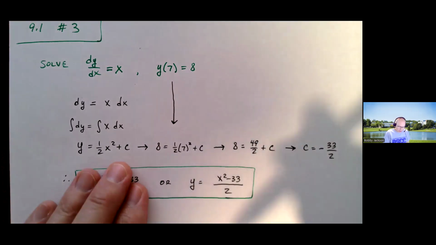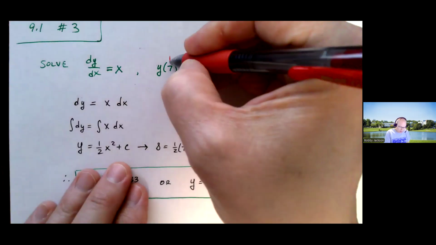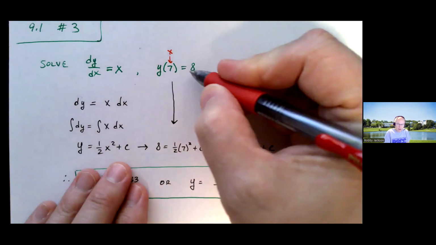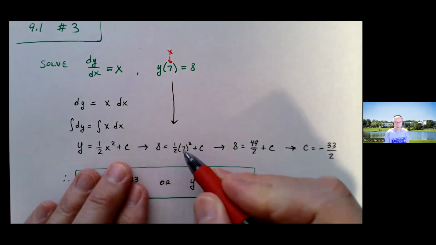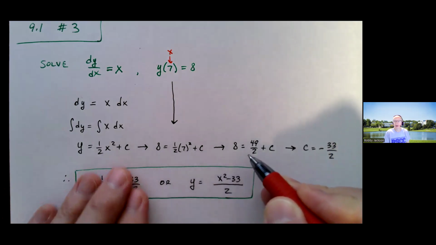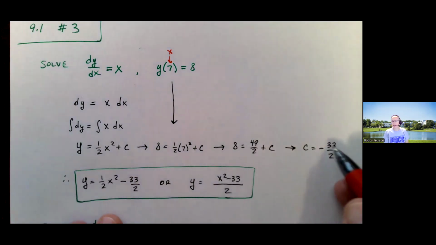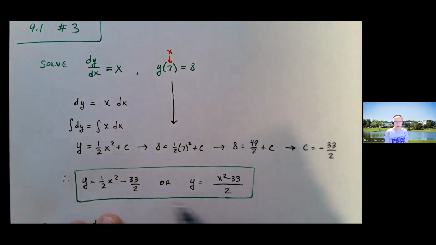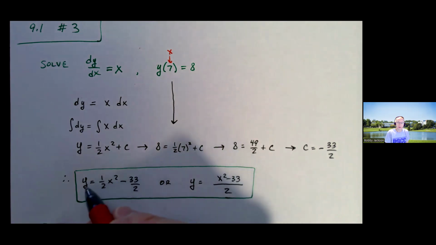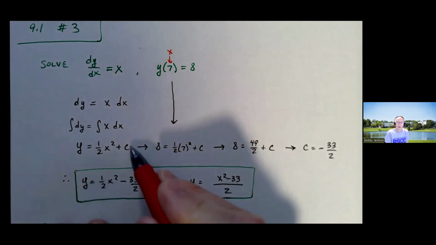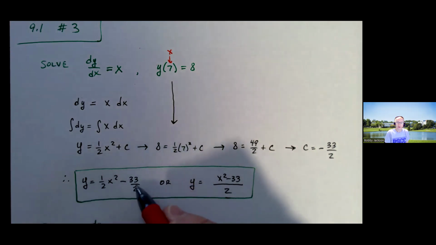Remember what this means. This means when x is equal to 7, the value of y is 8. So I simply replace y with 8, x with 7, and now I can solve for c. When I do so, I get that value. And so here is the correct response that you should write. What you're looking for is the particular solution, y, where c was negative 33 halves.